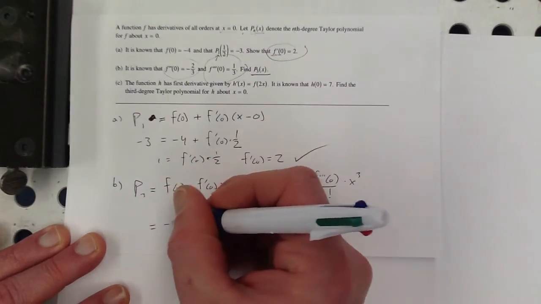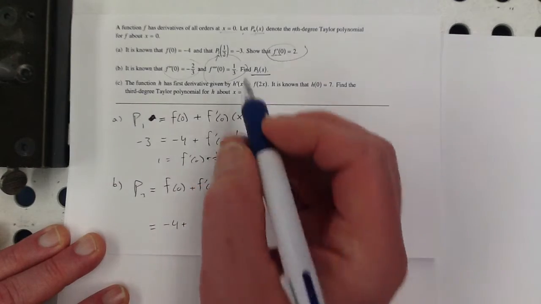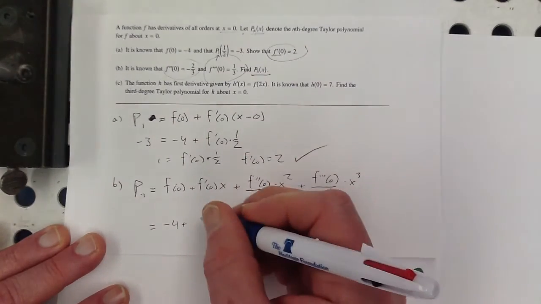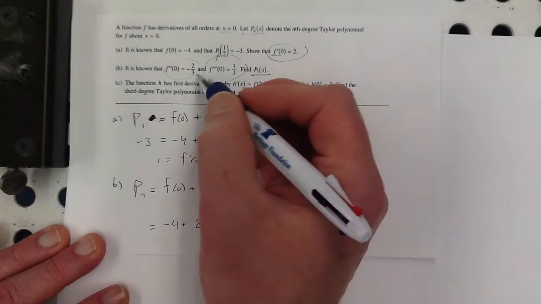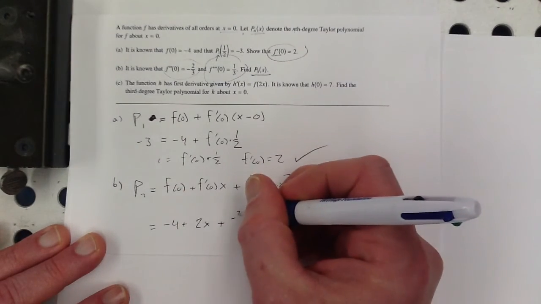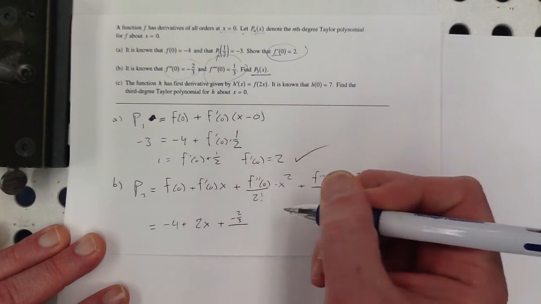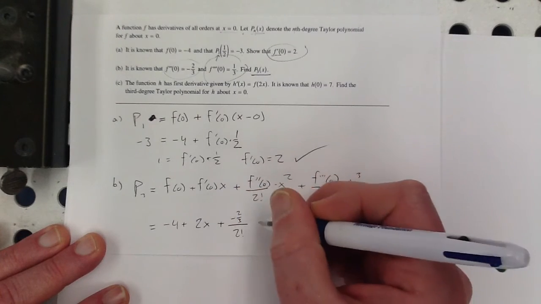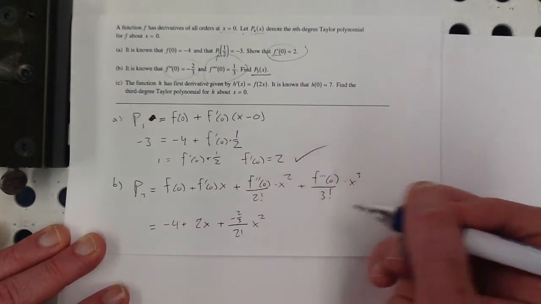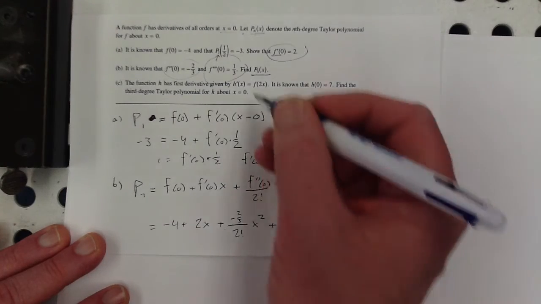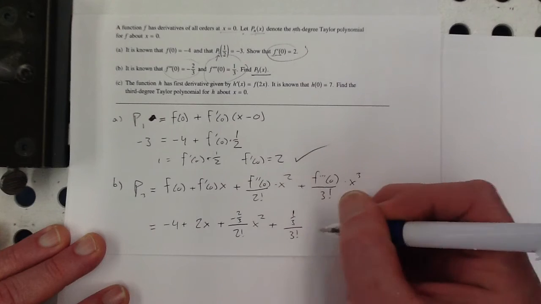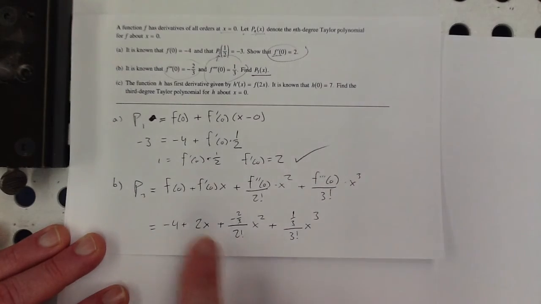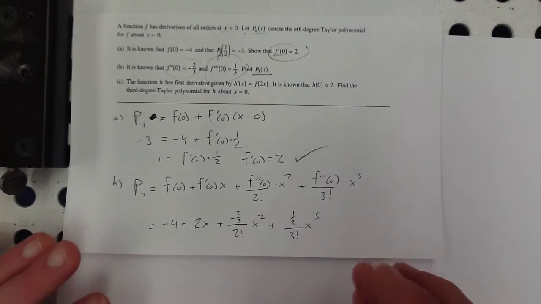So that's negative 4 plus f prime of 0 is 2 times x plus f double prime is negative 2/3 over 2 factorial times x squared plus 1/3 over 3 factorial times x cubed. You want to simplify that? Go ahead. Why would you bother though?